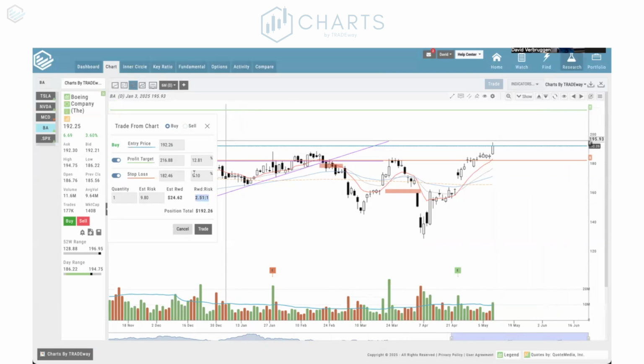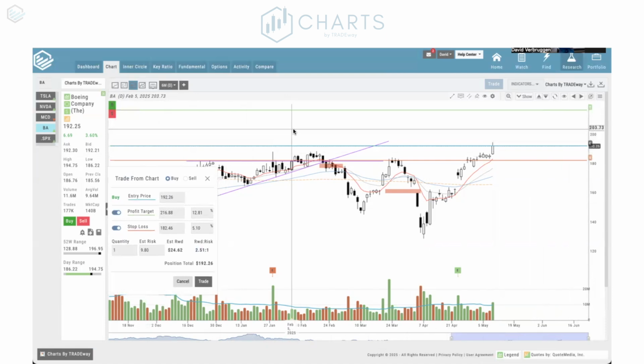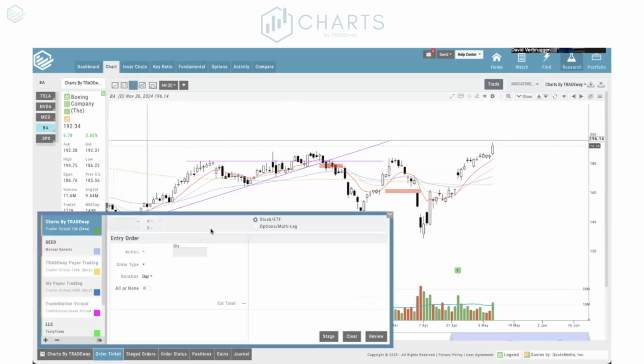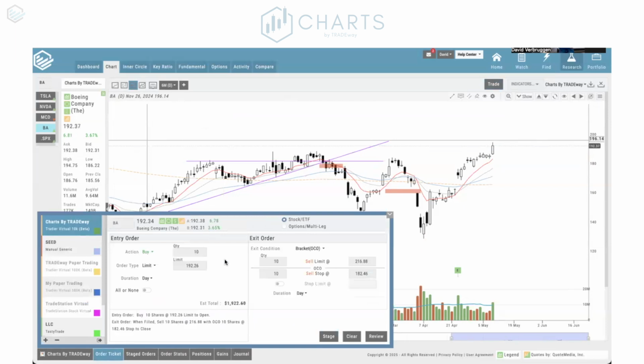Hey, that's pretty good. Now, you'll learn more in the education about where's the best place technically to put your stop loss lines and your limit lines, but we're going to continue on for now. Let's say I want to buy 10 shares of this as well. I can simply change the quantity to 10 and click the trade button. This is going to bring up an order ticket for both the entry and the exit. So let's review this real quick.